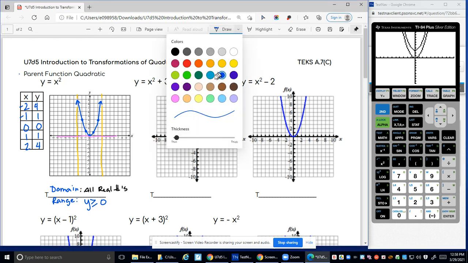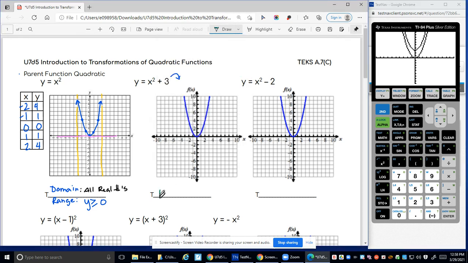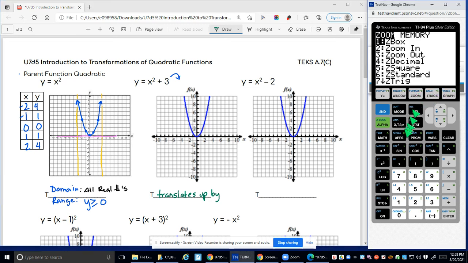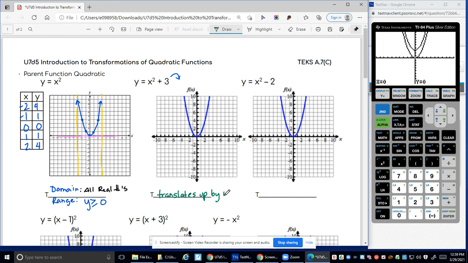Let me write something down. The transformation that happens here is that it translates up. We want to find out by how many. We're starting off at the y-intercept. Maybe I can zoom in a little bit. That's too much, so we'll zoom out and look really close: 1, 2, and 3. So it's translating up by 3.